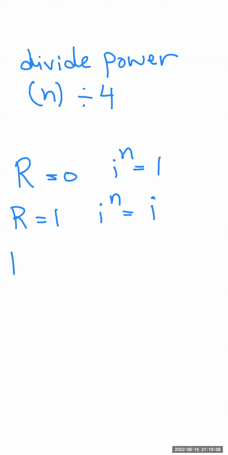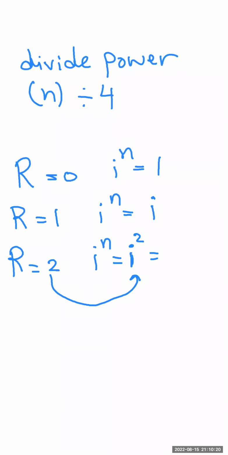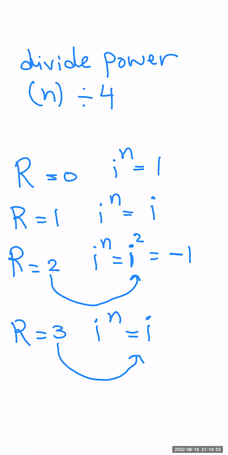Remainder equal 2, I to the power n equals negative 1. Never forget it, negative 1. I to the power 2 is equal to -1. Remainder equal 3, so I to the power n will equal I to the power 3, so negative I. Okay, guys?